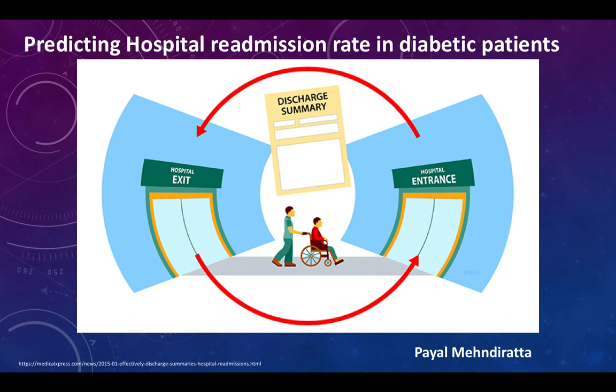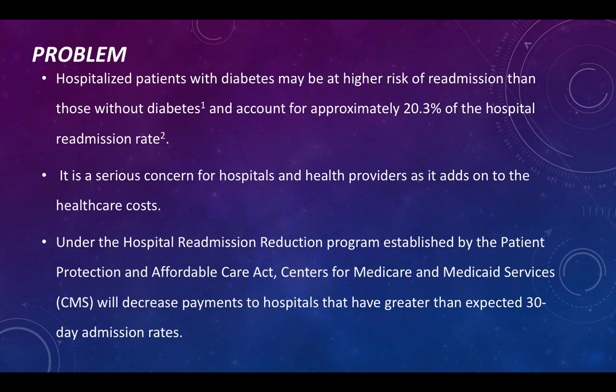Project predicting hospital readmission rate in diabetic patients. Hospitalized patients with diabetes may be at higher risk of readmission than those without diabetes and account for approximately 20.3% of the hospital readmission rate. It is a serious concern for hospitals and health providers as it adds on to the healthcare cost and is a very important metric for healthcare quality measure.